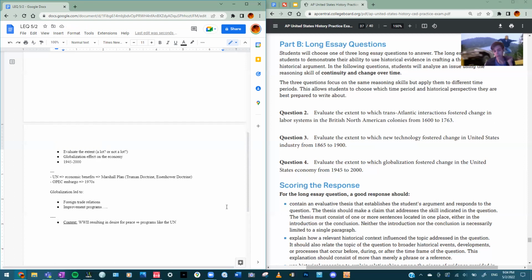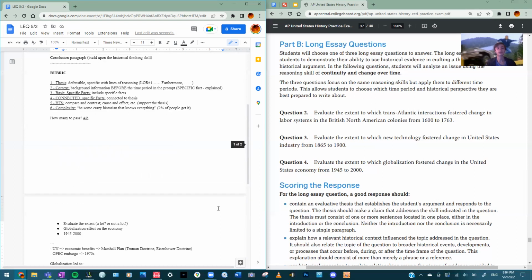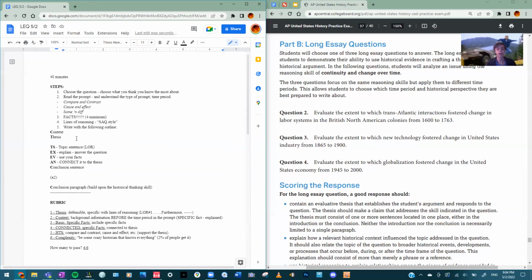So this is basically the process for writing a LEQ. And if I continued to write by this, I would want to think of a historical thinking skill as I went through, but assuming that I did that, I could get 5 out of 6 points at least. And the complexity point, only 2% of people get, but anyways, that is the process for writing it.